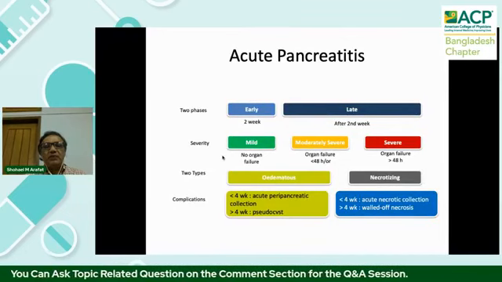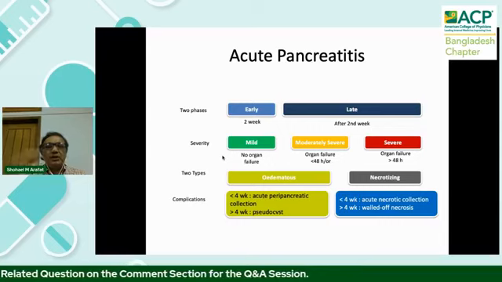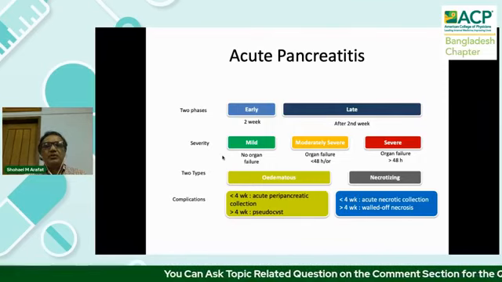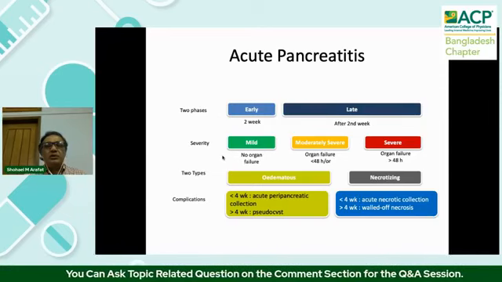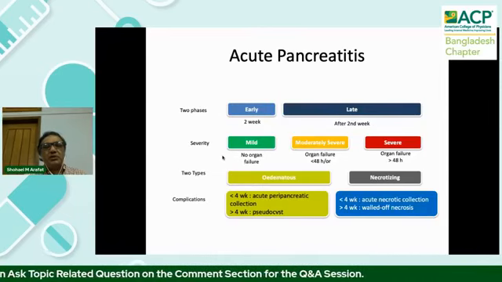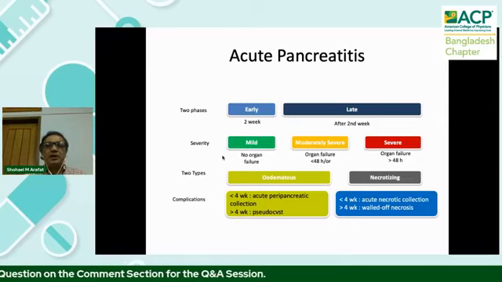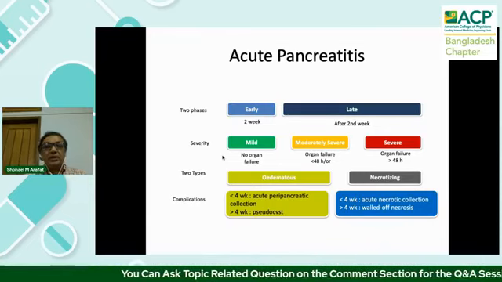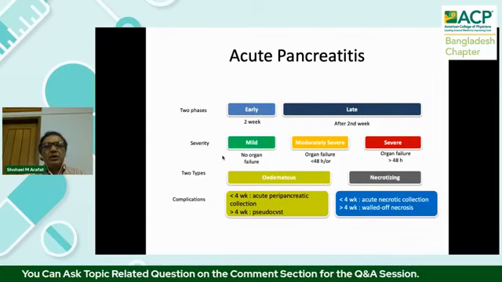This is the summary slide of a few things regarding acute pancreatitis. Clinically, this can be divided into two phases: early phase or late phase. Early phase is within 2 weeks, and in these 2 weeks the patient might have necrotizing pancreatitis or might have acute pancreatitis. But when they get complicated by necrotic collection, gas formation or infection, they enter into the late phase. Depending on the severity, in the revised Atlanta classification, they have divided into three groups.